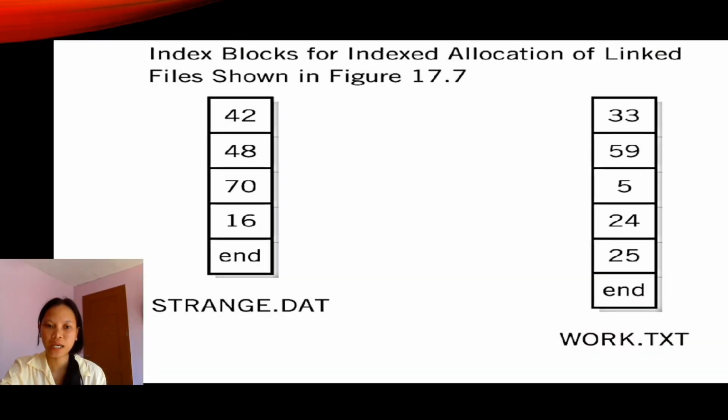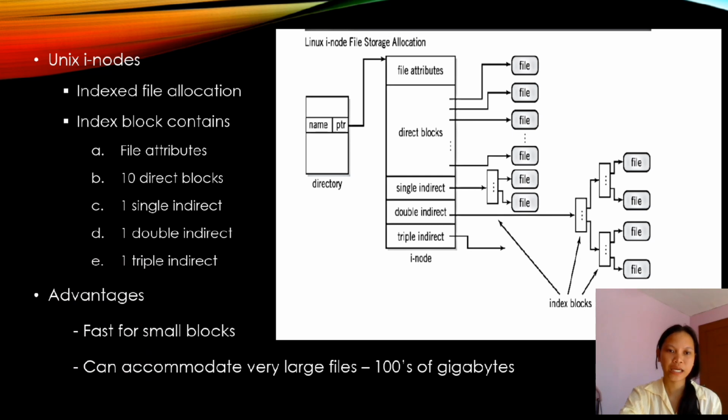Below it, you can see the index block for indexed allocation of linked files shown. Next is the Unix inode, which is an indexed file allocation. The index block contains file attributes, 10 direct blocks, one single indirect, one double indirect, and one triple indirect. This also has advantages: it is fast for small files and can accommodate very large files, hundreds of gigabytes.